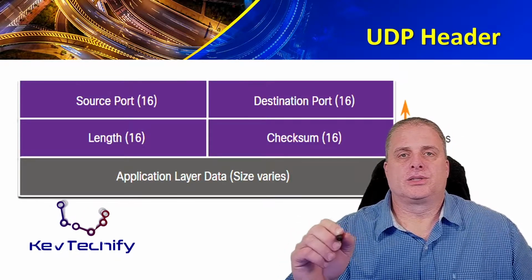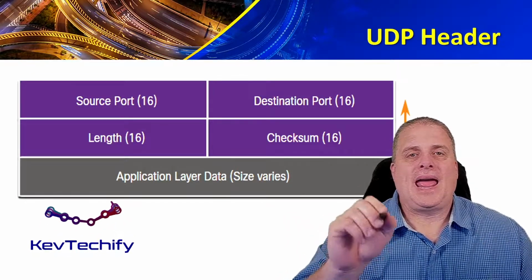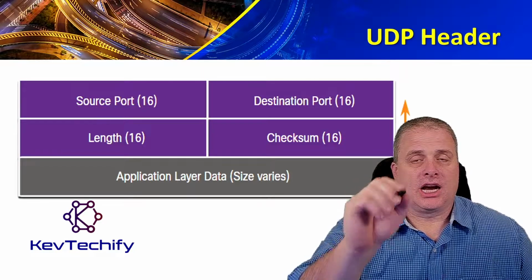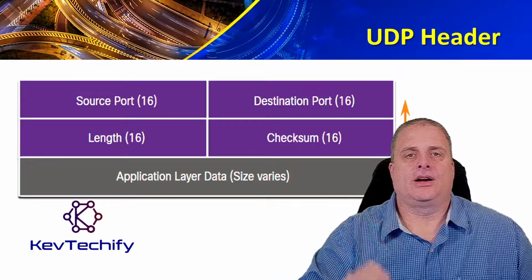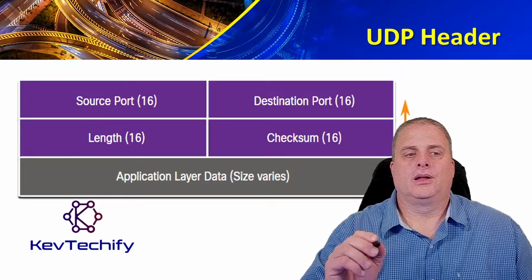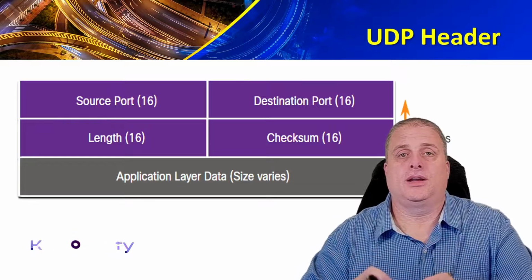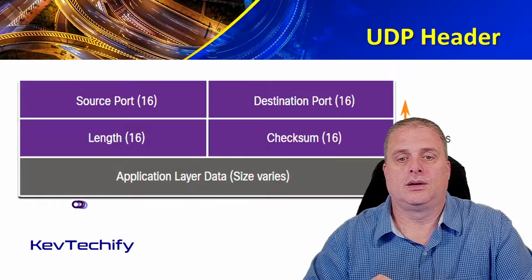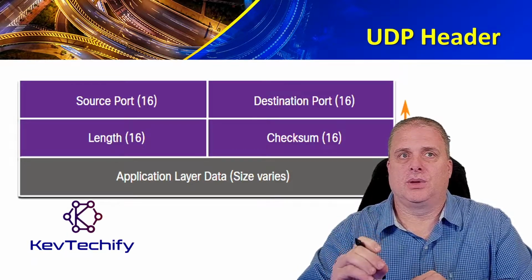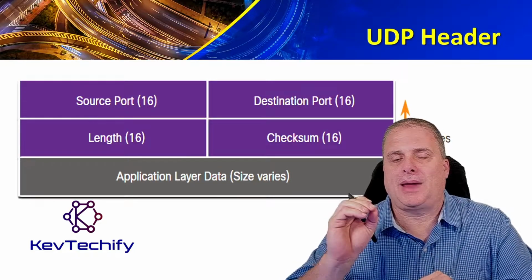We have the source port and destination port. Once again, that represents what applications it's coming from and going to on our devices. The length field is a 16-bit field that represents the length of the UDP header. And finally, we have that checksum used for error checking in the datagram header.